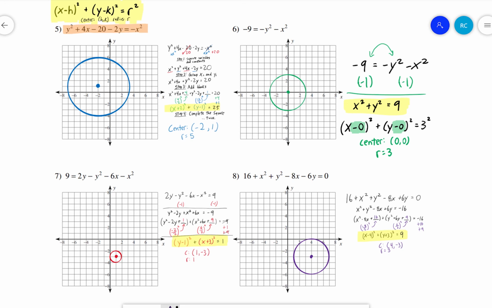So there you have it, 4 examples of how to take the equation of a circle that's in expanded form, which isn't very useful, and convert it into standard form, which is much more useful. If you want to think of it this way, you could call this center form, since it gives you the center and the radius very quickly.